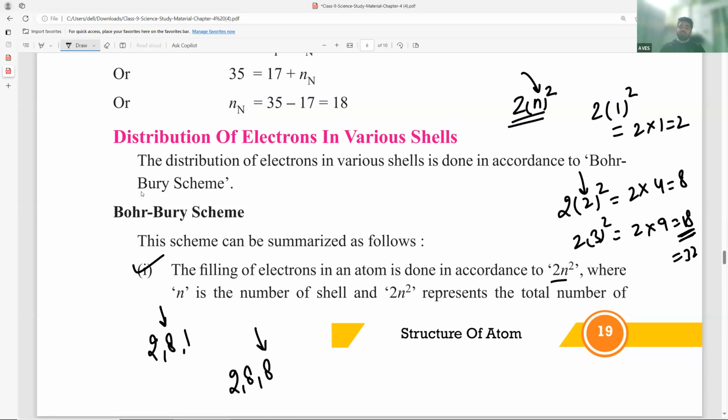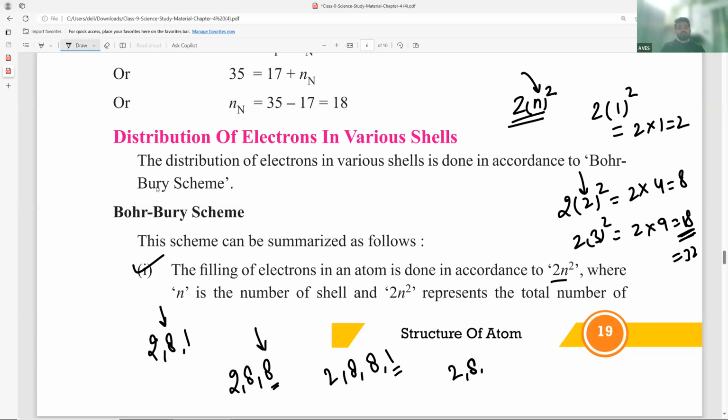But if extra electrons come like 2, 8, it cannot have 9, because now it is the outermost shell, and the outermost shell cannot have more than 8 electrons. To overcome this, it cannot have 9 here. So it will be 2, 8, 8, and then the next electron will come in the next shell.